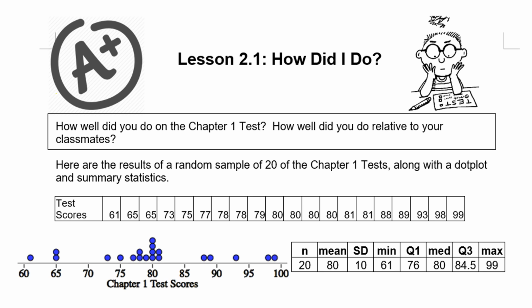So how well did you do on the chapter 1 test? Or how well did you do relative to your classmates? When I get back, you'll get your chapter 1 test back. So here are the results of a random sample of 20 of the chapter 1 tests, along with a dot plot and the summary statistics for the test. The mean was 80, the standard deviation was 10, the minimum, and then all of the quartiles there.